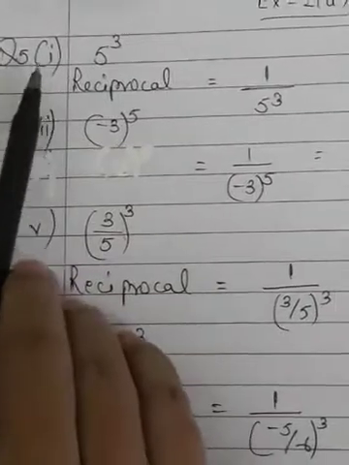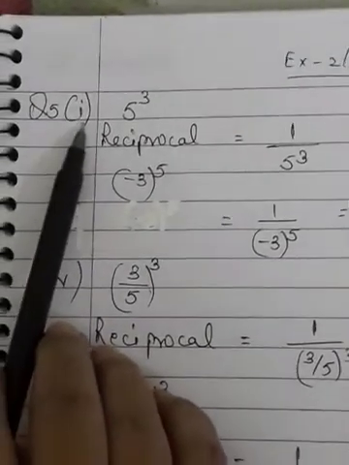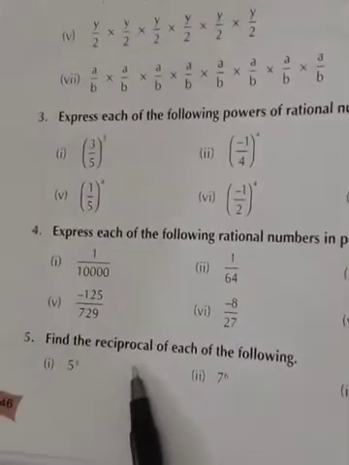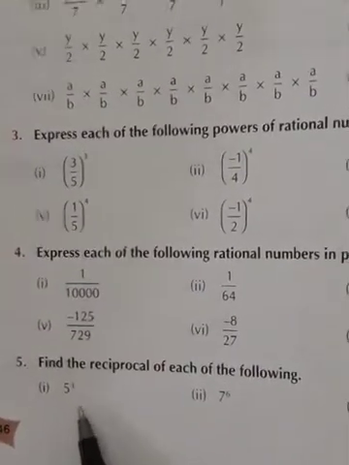Question number 5, first part. The question is, find the reciprocal of each of the following. We have to find the reciprocal. Just now I taught you in the formulas how to do the reciprocal. The first one is 5 cube. Reciprocal is 1 over 5 cube.